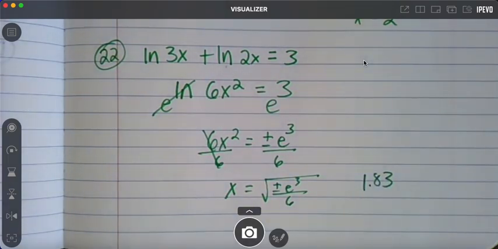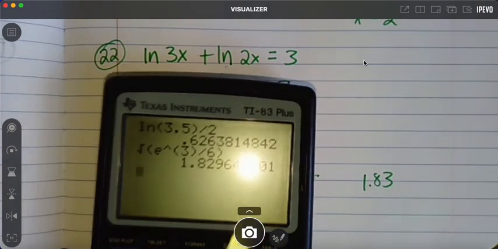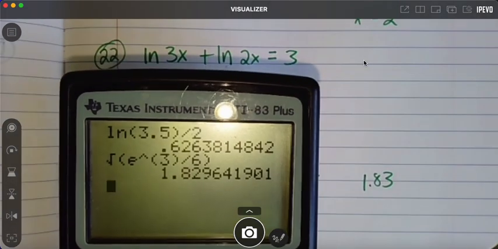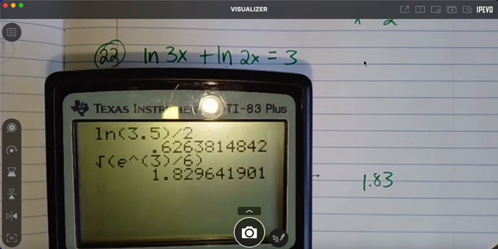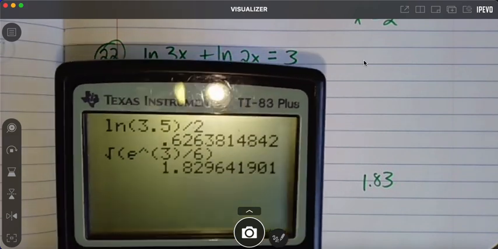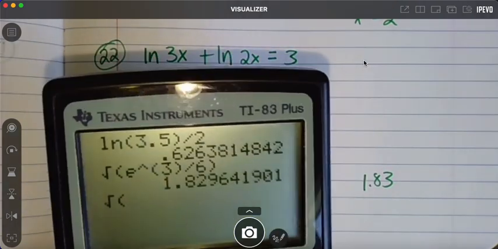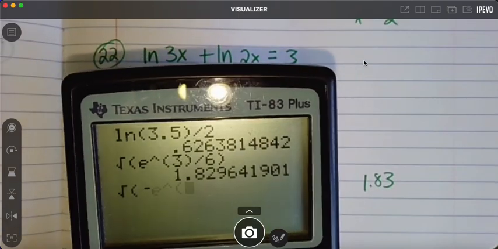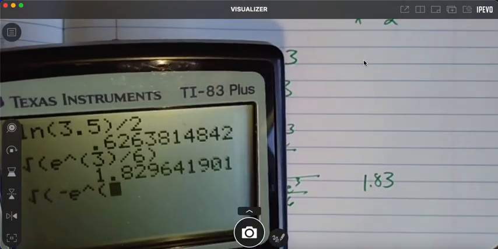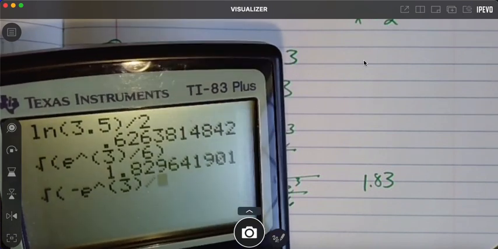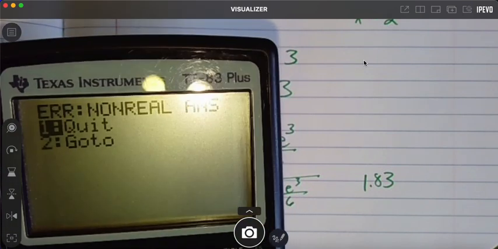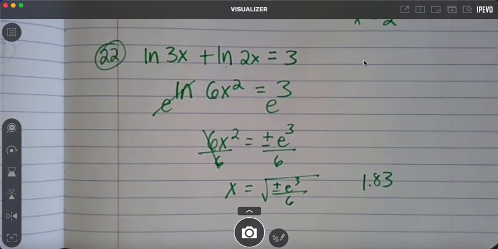Now let me plug in my negative. This is how I typed it in: the square root of e to the third divided by 6. Now I'm going to do my negative. Whoa, wrong button. The square root of negative e to the third divided by 6. And so we know what's our answer for 22? 1.83.